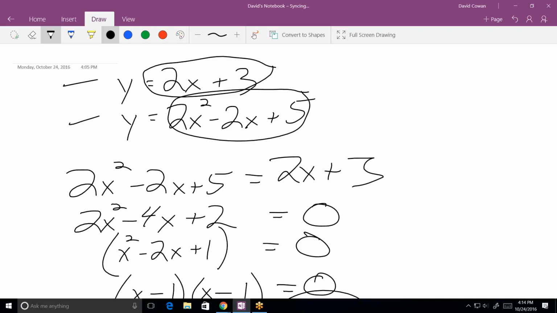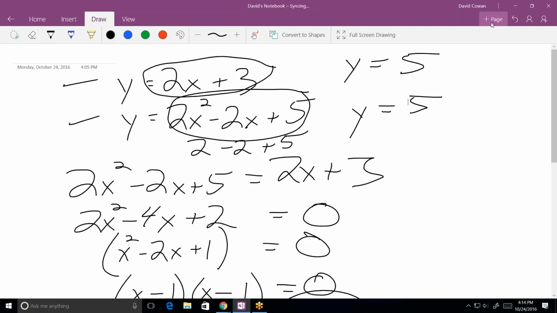Okay. So y equals 5, and it better be equal to 5 in both cases. Well, this is 2 minus 2 plus 5, so that y is equal to 5 also. All right. Probably a good idea to check both. If you check both and they're not equal to the same number, then you've made a mistake, and it's a good alert that you've made a math error.